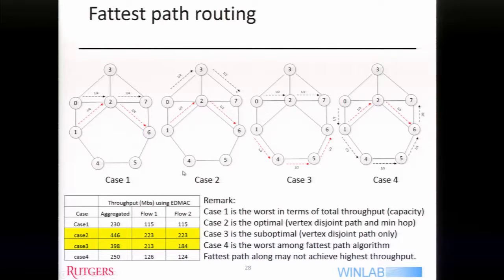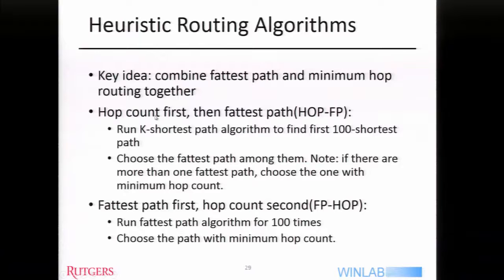So this motivates us to combine the fattest path and the minimum hop routing together. We propose two heuristic algorithms. First, we consider hop count first. We choose the k shortest paths; for example, in our simulation, we choose the first 100 shortest paths. Among these 100 shortest paths, we choose the fattest one.